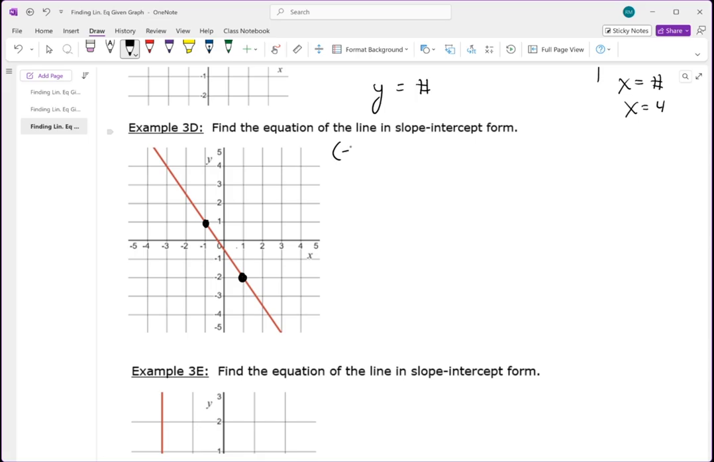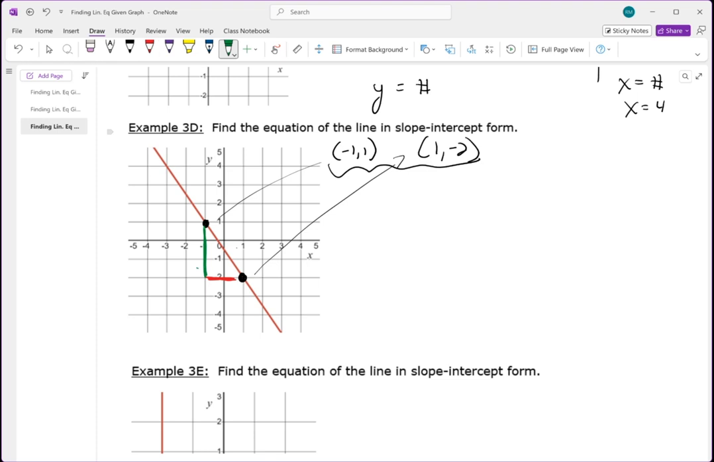Again, if you get confused, you can always just find these points. Oops, I'm sorry, I wrote the wrong thing there. This would be 1, -2. And you can go ahead and find the equation of the line between those 2 points. You don't even have to look at the graph. But I'm going to look at the graph, and I'm going to see my rise and my run.